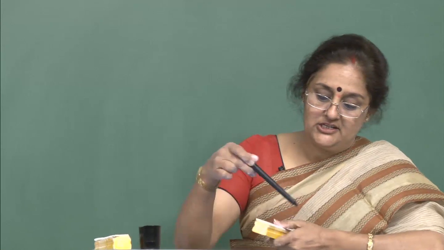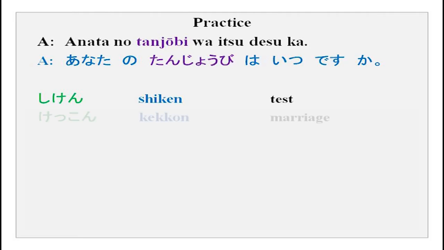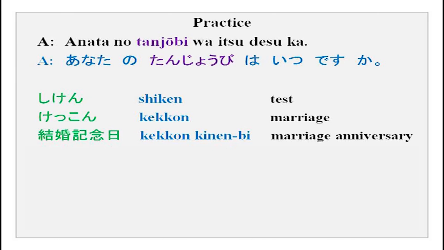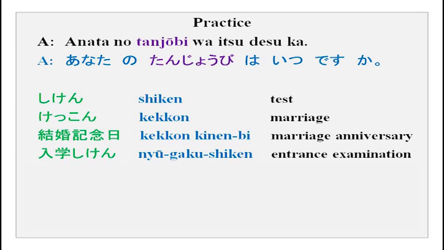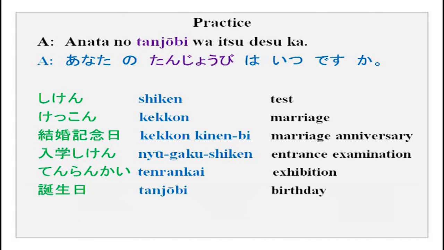So many are given. Shiken is test, kekkon marriage, kekkon kinenbi marriage anniversary, nyugaku shiken, of course you can see is entrance examination, tenrankai exhibition, and tanjobi birthday as we are doing. Over here, kekkon is marriage, and the actual marriage ceremony is kekkon shiki. So, you can replace tanjobi for any of these and ask and give date as I had given you here.